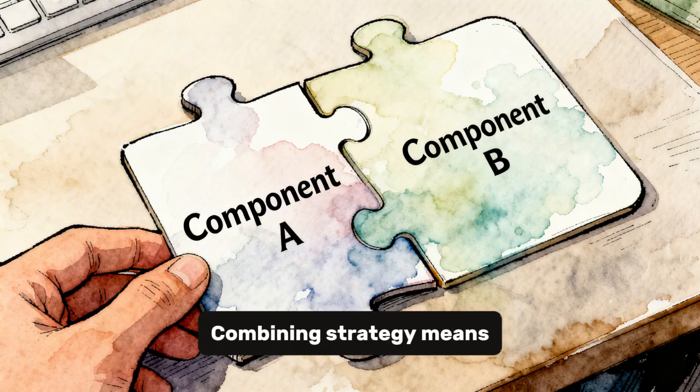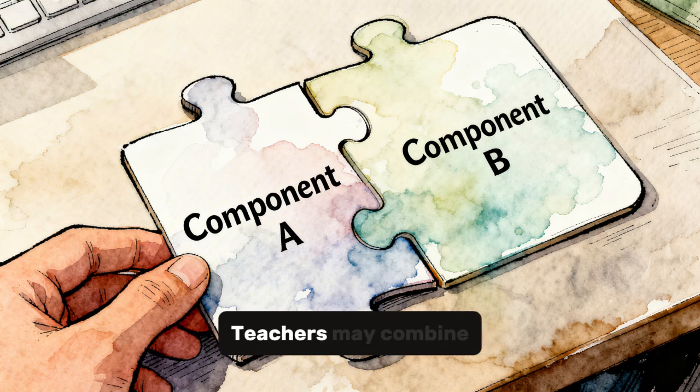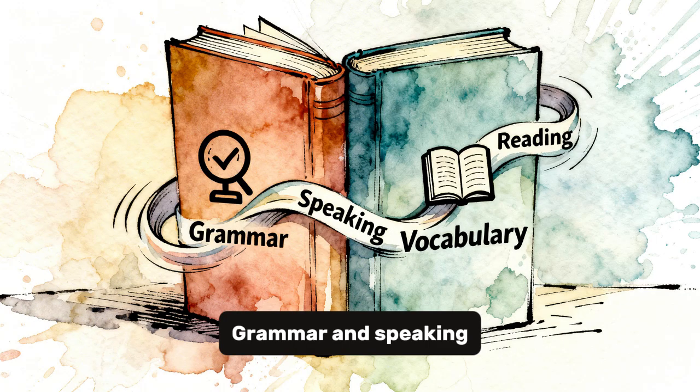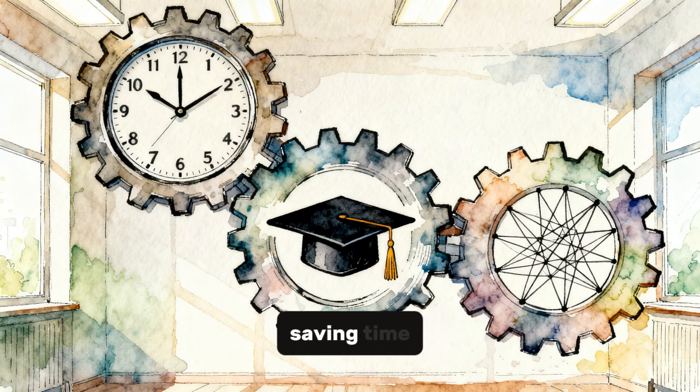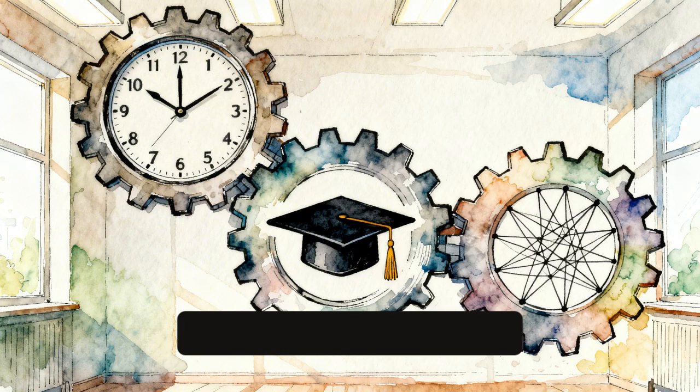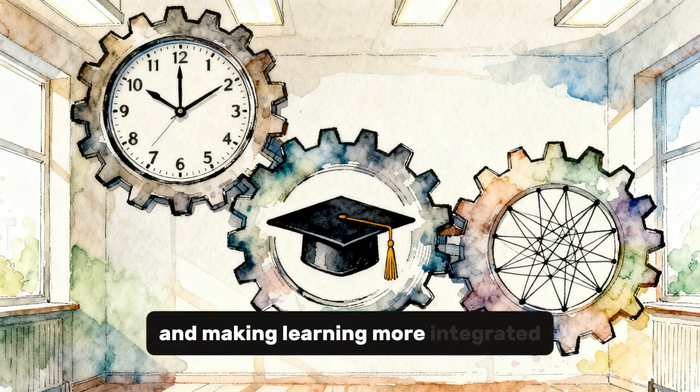Combining. Combining means merging two components into one lesson. Teachers may combine grammar and speaking, reading and vocabulary, or two lessons into one. Reasons: saving time, students are more advanced, and making learning more integrated.